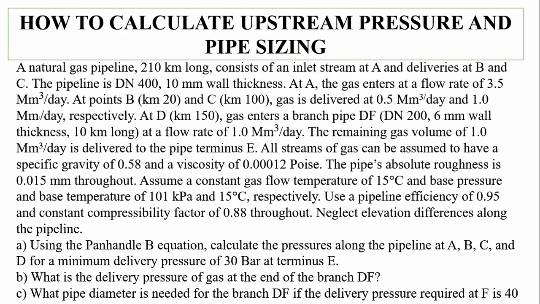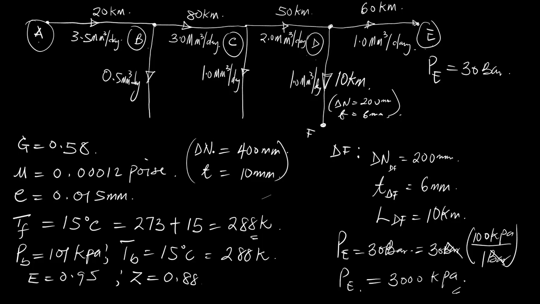Let me go back. So this is where they say the pipeline nominal diameter is 400, and the wall thickness is 10 millimeter. So now let's calculate. They say we should use the Panhandle B equation. So now we're going to use the Panhandle B equation to solve this particular problem. Now let's go to the next page.